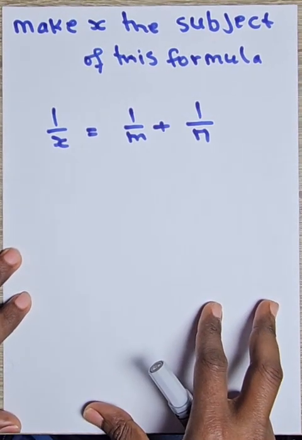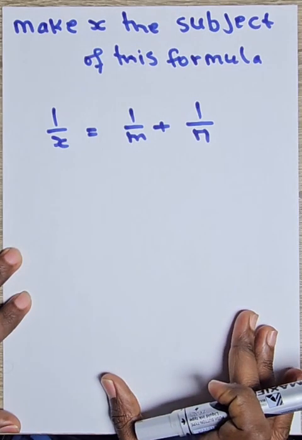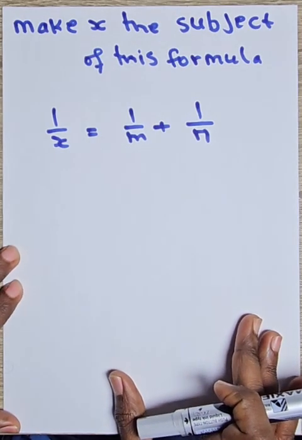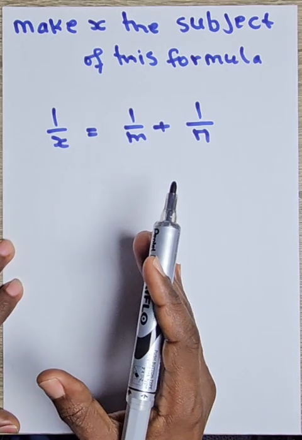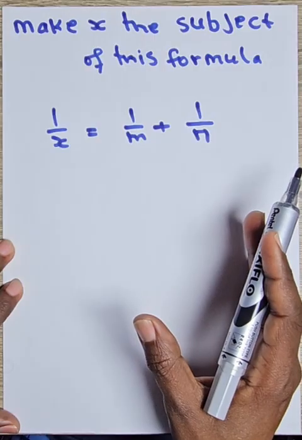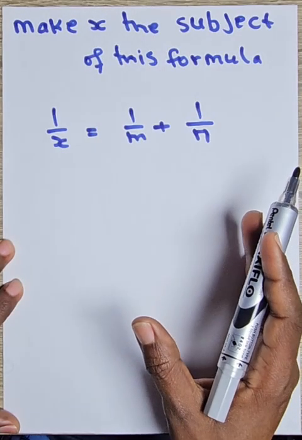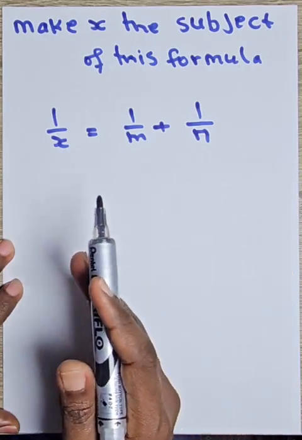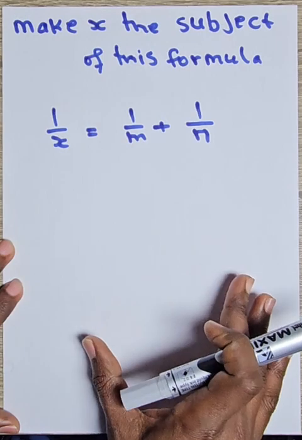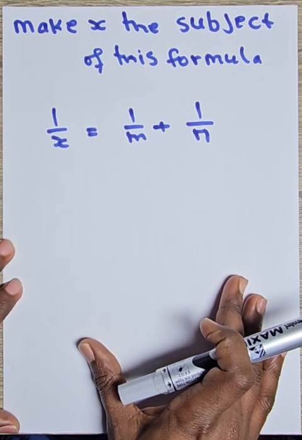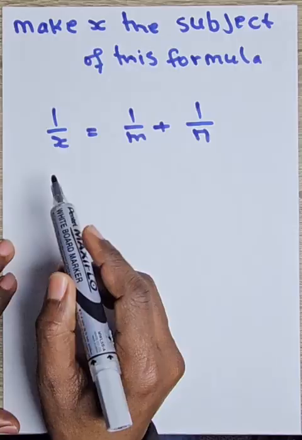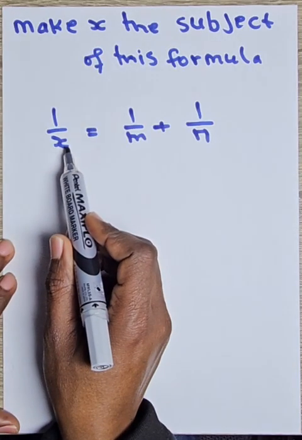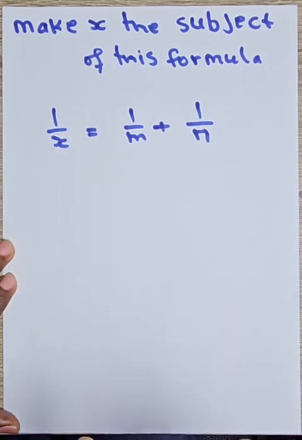Make x the subject of this formula, and they give us 1 over x equals 1 over m plus 1 over n. We see on the right side we have fraction with fraction, and we have two terms, and we are adding. On the left hand side of the equal sign, we have one term which is fraction, and it is 1 over x. They want us to make x the subject of the formula. Therefore, our aim, our goal is to isolate x.